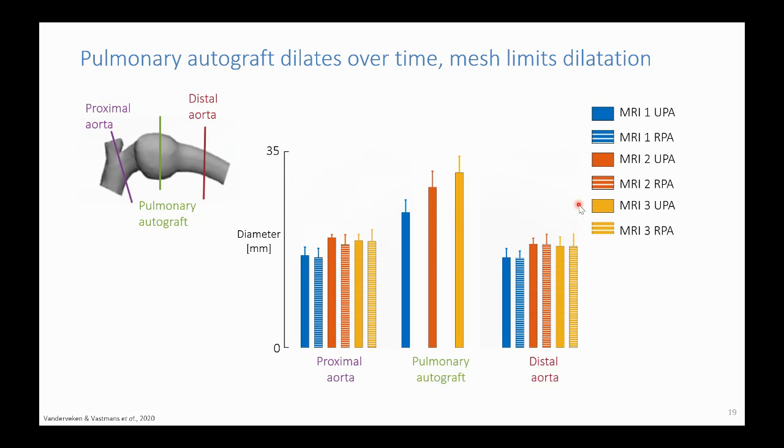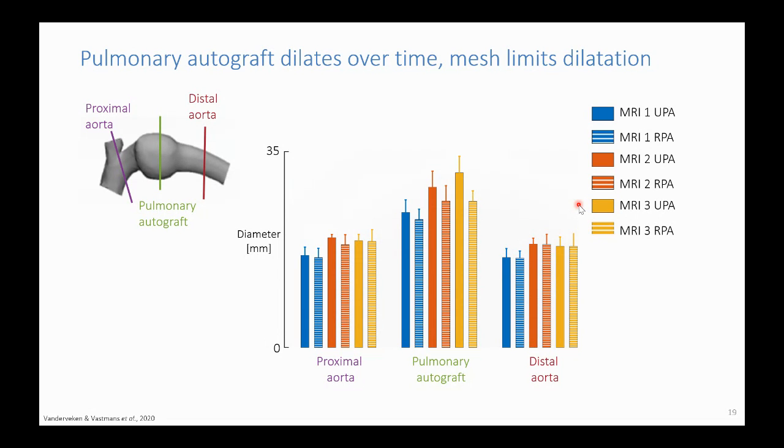And here you can see the results of the pulmonary autograft. So you can really observe the significant dilatation and increased growth or further dilatation after the implantation. Whereas if you reinforce with a mesh, we also have this immediate dilatation, but the dilatation is halted after a while, thanks to the mesh support.